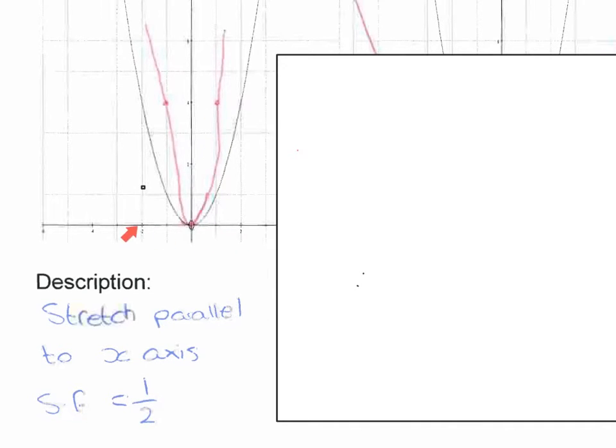And same on the other side, the point that was at minus 2, 4, a half of minus 2 is minus 1, so it moves to minus 1, 4. So the graph has been squeezed in.